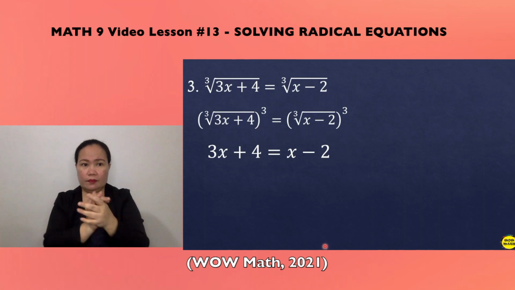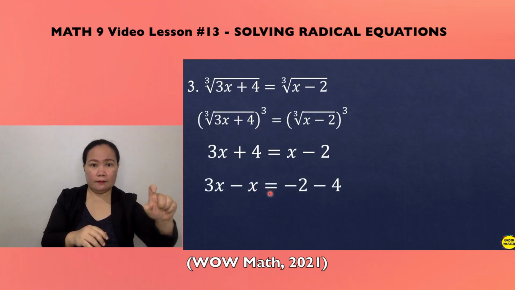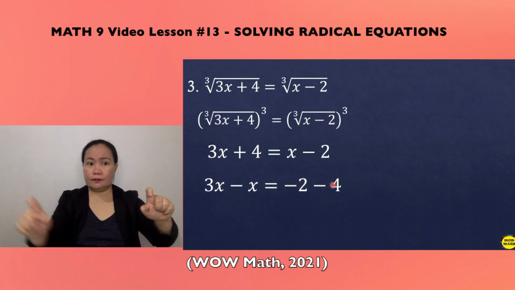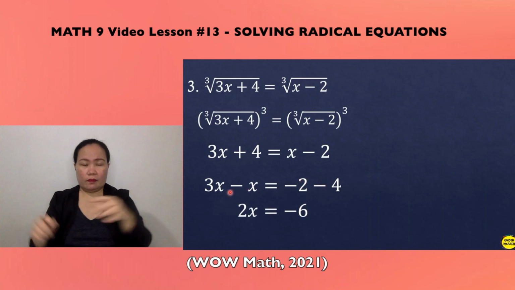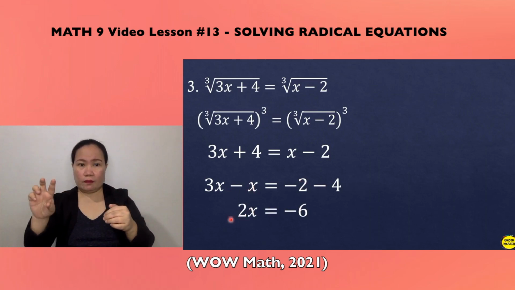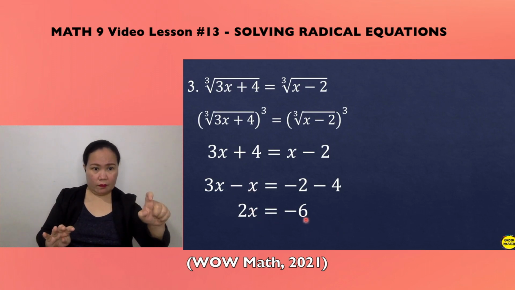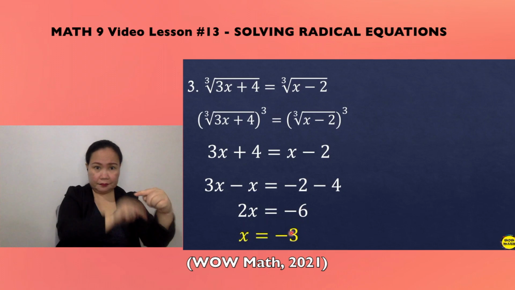And then, combine similar terms. Okay? So, 3x minus x is equal to negative 2 minus 4. And negative 2 minus 4, that is negative 6. 3x minus x, that is 2x. To solve for x, divide both sides by 2. So, negative 6 divided by 2, the answer is negative 3.